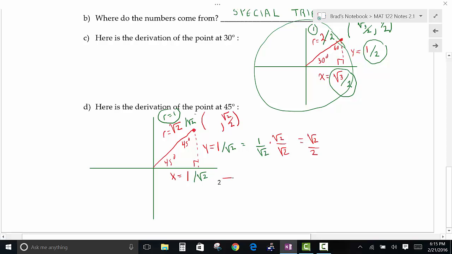And by the same logic, if you have x is equal to 1 over square root of 2, by rationalizing that denominator, you're going to get root 2 over 2. So that's where this point comes from on the unit circle, as we have square root of 2 over 2, square root of 2 over 2. The points are the same because they come from opposite equal angles.